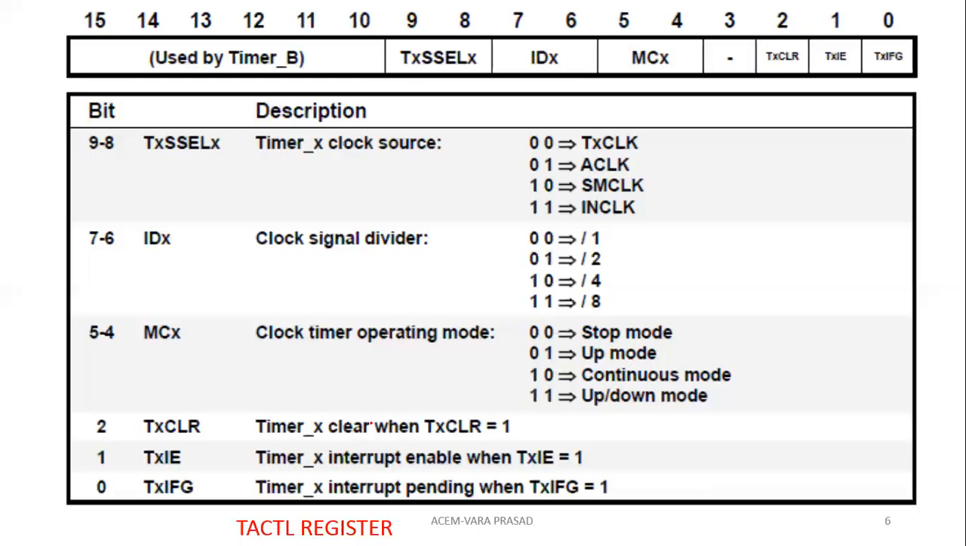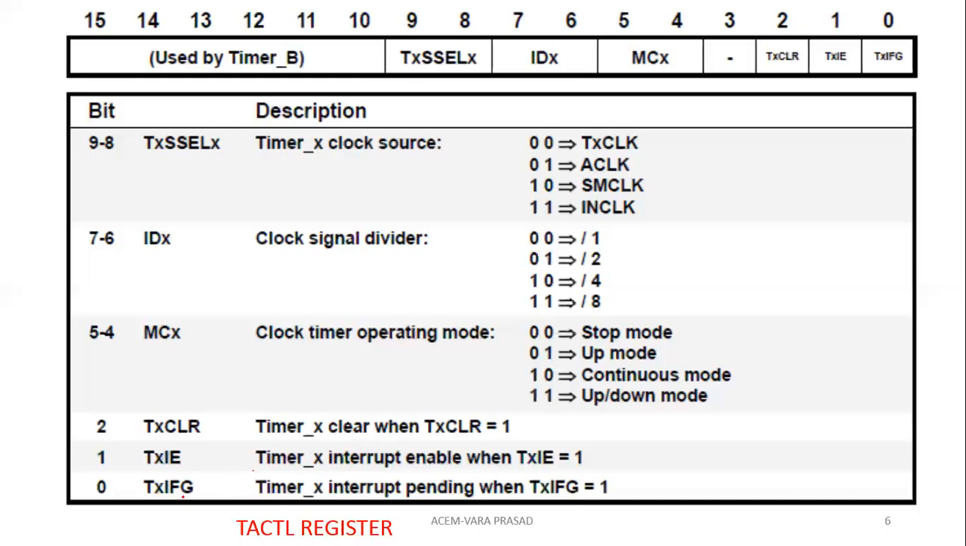Okay. Then TX clear. The second bit is used for TX clear. That means a timer clear bit. If that is equal to 1, the timer will be stopped. If I have 0, a continuous clock will be generated. Similarly, timer IE means interrupt enable. So interrupts are accepted or not. Based on this, if that is equal to 1, interrupts are accepted. If this is equal to 0, interrupts are not accepted.